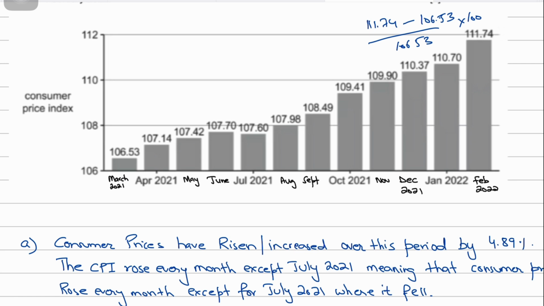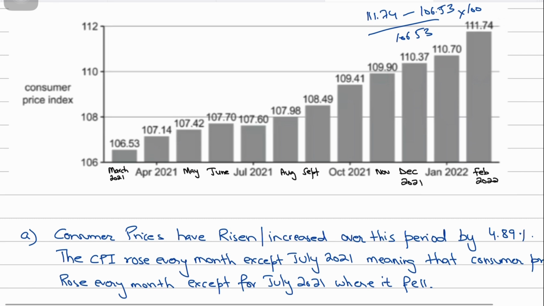However, we see a small drop in the month of July, meaning that the price level went down in July. There was a slight deflation. Except for the month of July, every other month we see that the prices have been increasing. Anyways, short answer, three line answer, that's it.